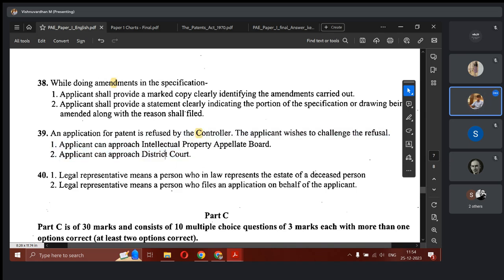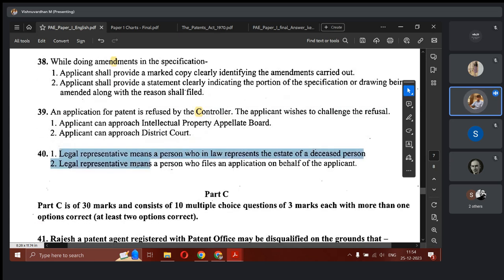So both are false. Apart from that, legal representative means a person who in law represents the estate of the deceased person. This is true. We have seen who has the right to apply for a patent under section 6: either the inventor, the assignee, or the representative of the deceased person. So legal representative means a person who files an application on behalf of the applicant. This is also very ambiguous and sketchy.